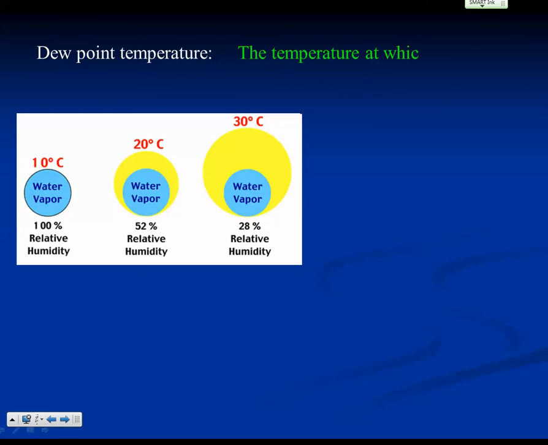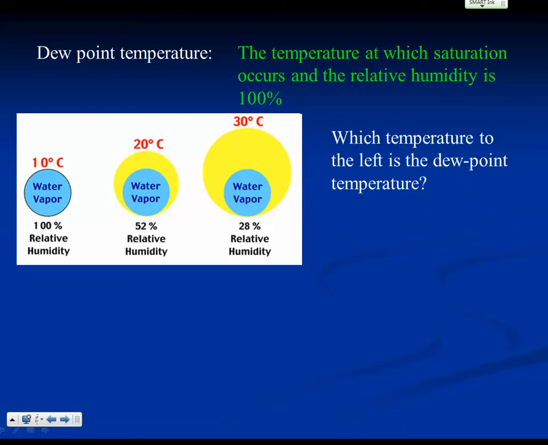Now, the temperature at which the air becomes saturated, we call it the dew point, or the dew point temperature. And that's when the relative humidity is at 100%. Which temperature to the left is the dew point temperature? You can see of those three, which one's at 100% relative humidity, and that is the 10 degrees sample.